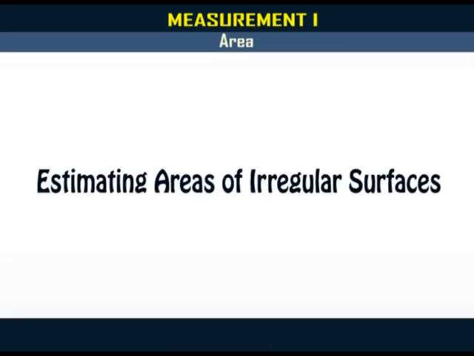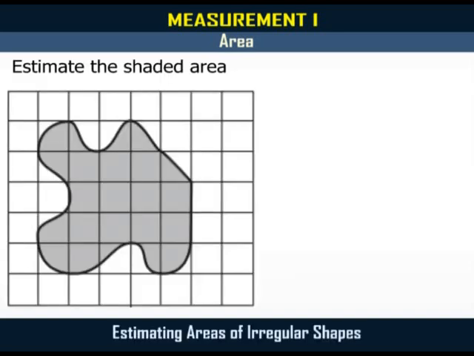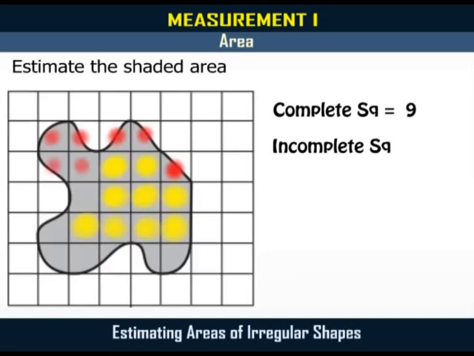Next, area of irregular surfaces. Now, an estimate of an irregular surface can be made by dividing it into squares, each of 1 centimeter squared. Then we count the number of complete squares. In this case, there are 9. We proceed and count the number of incomplete squares, and in this case, there are 14.